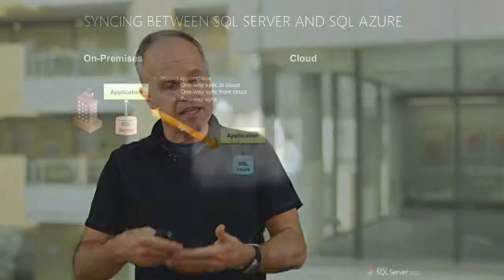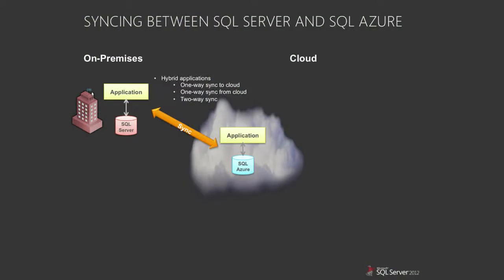In other cases, it's the cloud-based application that's creating the data, that's updating the data, and that data is required by the on-premises applications. So in this case, you need that one-way synchronization from the cloud down to on-premises. And then there's the combination of both those cases, where you have both the cloud-based application and the on-premises application both updating their data sets, and therefore full two-way synchronization is required.